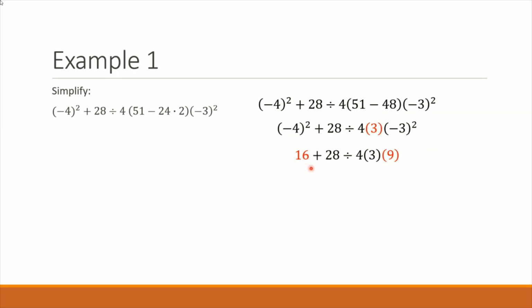Then we're going to do multiplication or division from left to right. So I have to do division first: 28 divided by 4, which is 7. Continue to multiply. So it's 7 times 3, which is 21. 21 times 9, that's 189. And then 16 plus 189, that's 205. And that's your final answer.